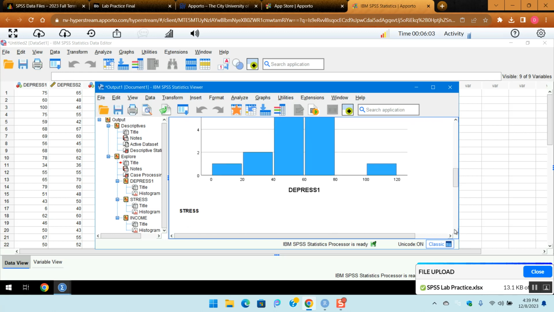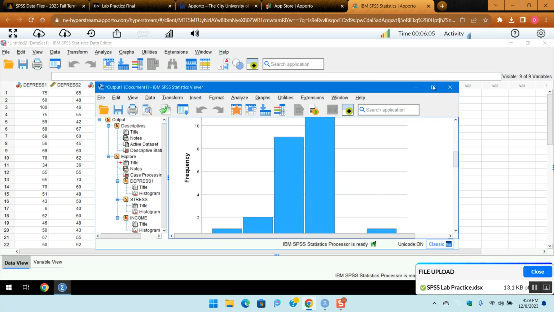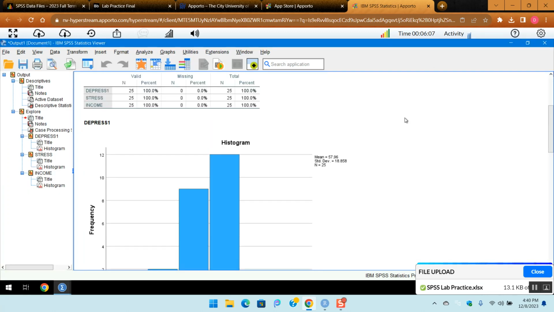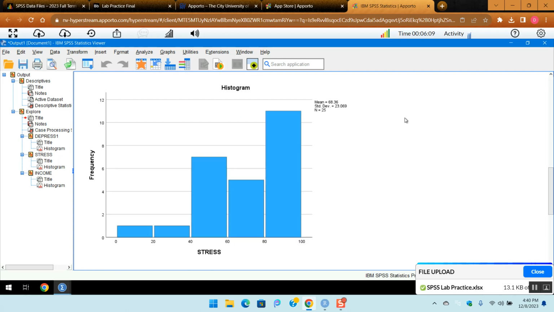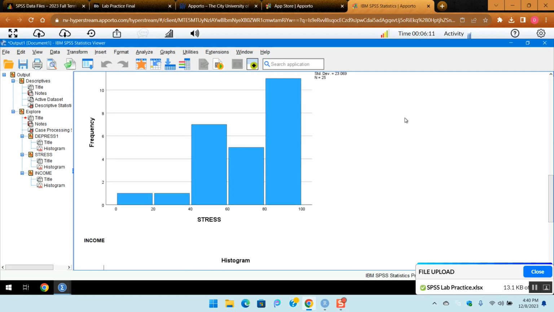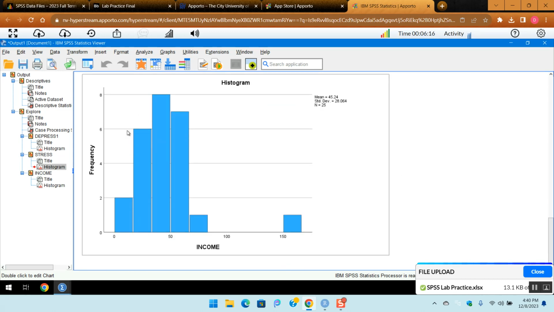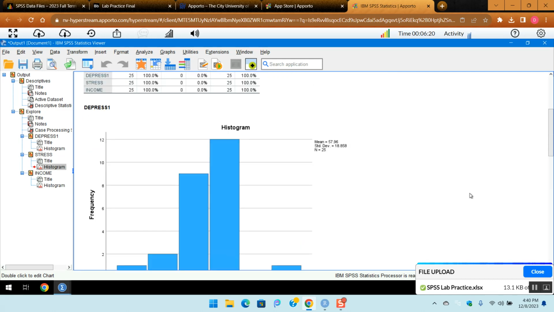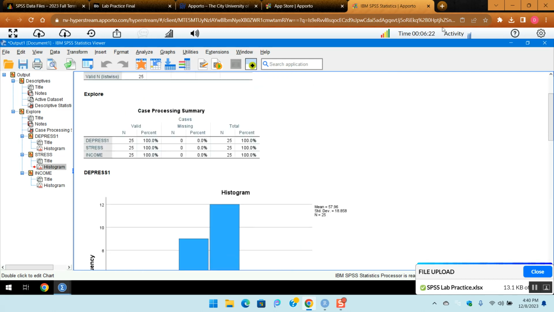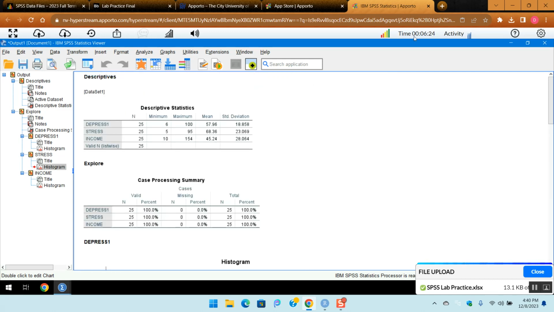Here's the histogram. Depression 1 looks negatively skewed. Here's stress, it looks negatively skewed, tail to the left. And here is income, it looks positively skewed, tail to the right. So those are our 3 data sets, 3 variables. Okay, so that's it for question 2.